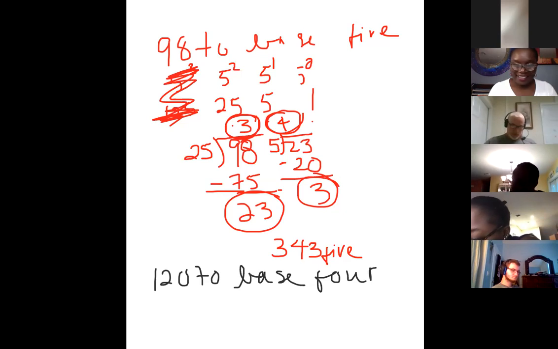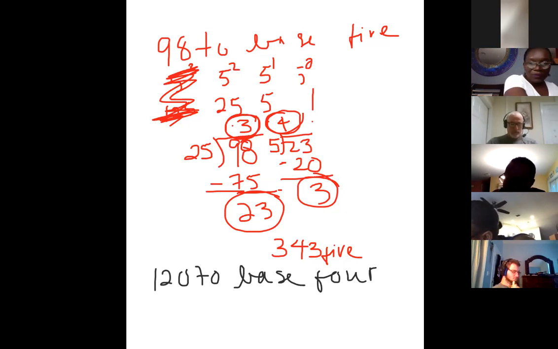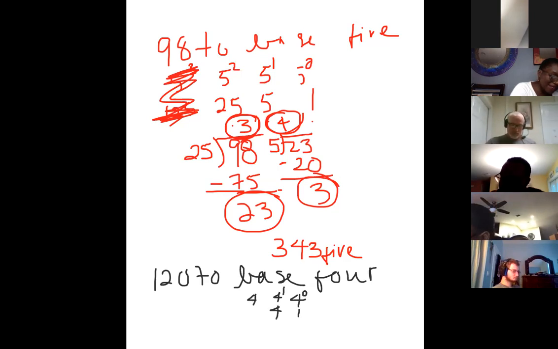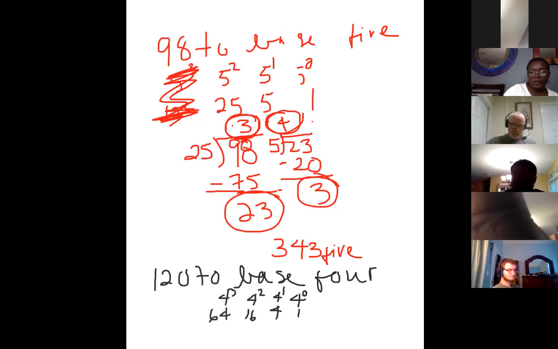So it's going to be 98 divided by 64. All right, guys. So 4 to the 0 is 1. 4 to the first is 4. 4 to the second is 16. 4 to the third is 64. You want to go up to 64. So you're going to use 4 digits in order to create the number 120.